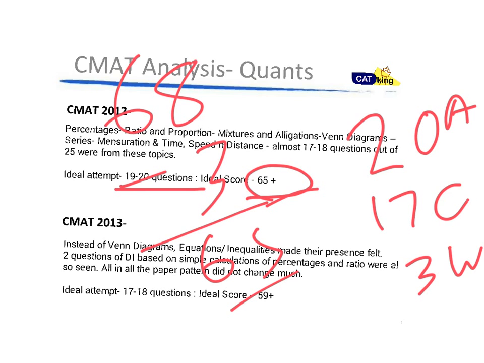CMAT 2013. Instead of Venn diagrams, equations and inequalities made their presence felt. Two questions of data interpretation based on simple calculations of percentages and ratio were also seen. All in all, the exam pattern did not change much, and the common topics were these only, as mentioned in the CMAT 2012 paper. The ideal attempt, with inequalities and equations coming into the picture, reduced by one or two questions, and your score reduced by almost six.